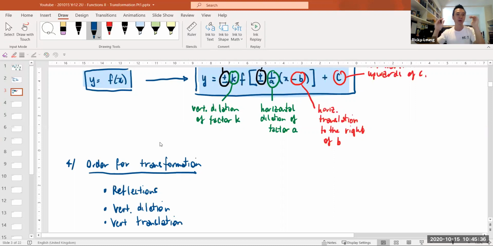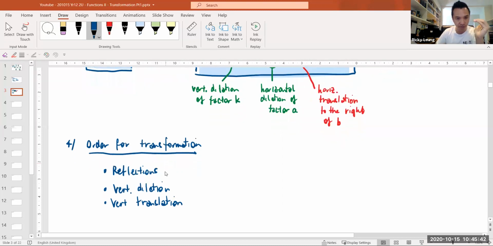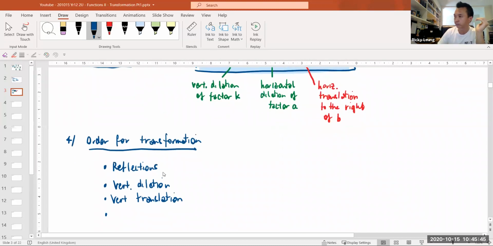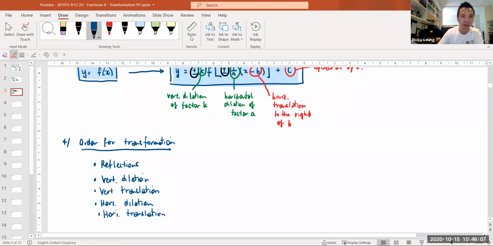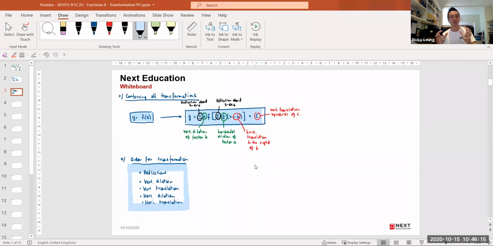But never go vertical dilation, horizontal dilation, vertical translation. Go vertical with verticals, and then horizontal with horizontals. And it's always dilation before translation. And that is a good pecking order for us to work down in terms of our order for consideration. So I'm just going to put a box around that. So that's the theory for transformation.